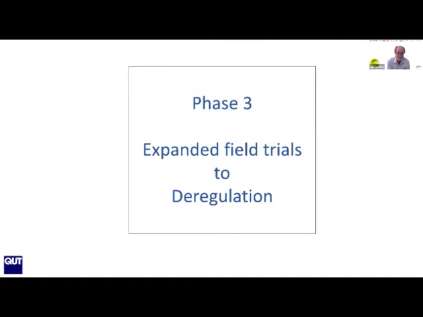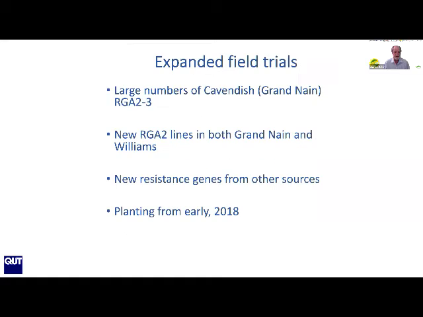So then we went to phase 3, and this was the expanded field trials to identify lines that we can take right through to deregulation. This is taking those resistant lines all the way through the process so that they can be sold in the open market. This is a much, much larger field trial. Large numbers of RGA23 and the other 3 lines. So we took 4 lines, all the resistant ones, into a much larger field trial.